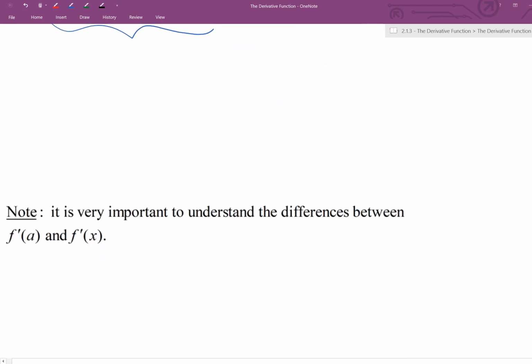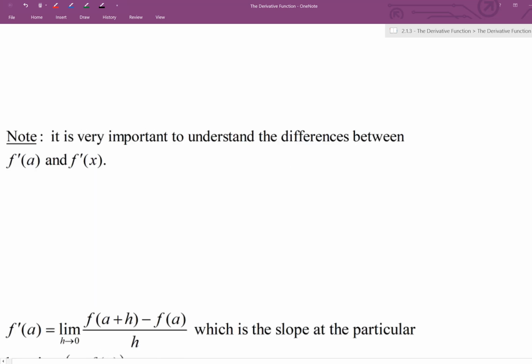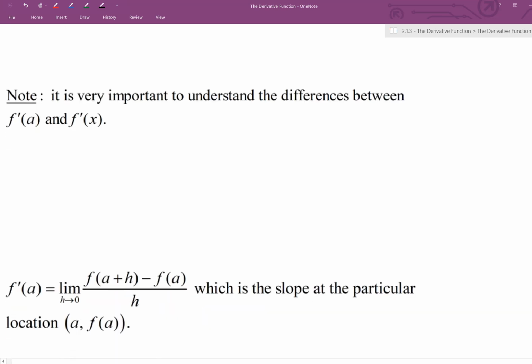Now, one real big thing to take away here is that f prime of a and f prime of x are different things. They're very different. So far, we've been using m sub tan to denote the slope at the location a. But just notice f prime of a is really the same thing as the slope at a, right? So before we were saying, well, what's the slope of the tangent line at this location a? Well, that's just the same thing as writing f prime of a, right?